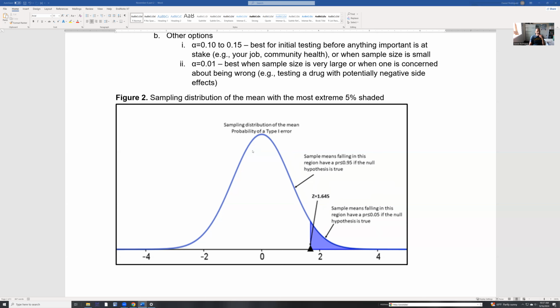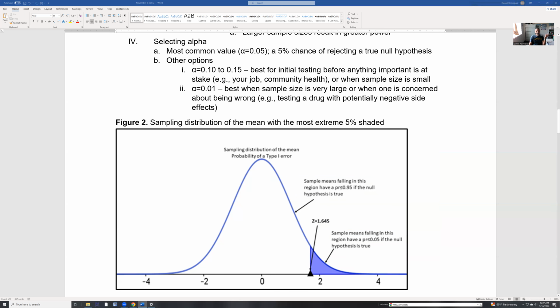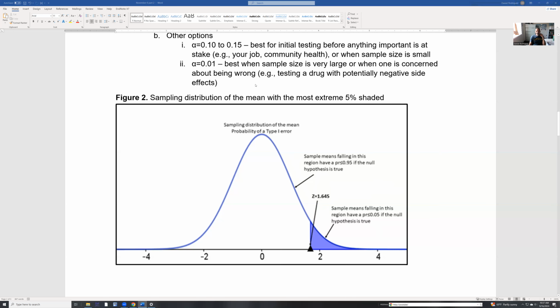Okay. So we can sometimes use an alpha that's even larger, like 0.10. Some people even suggest 0.15, but those are for situations where we're testing something for the first time and there's really nothing at risk. I wouldn't accept a 10 to 15% chance of a false positive result if I was testing a drug. But I might do it if I'm testing a new program just to see if there's any potential for it in the future and there's no possible harm.